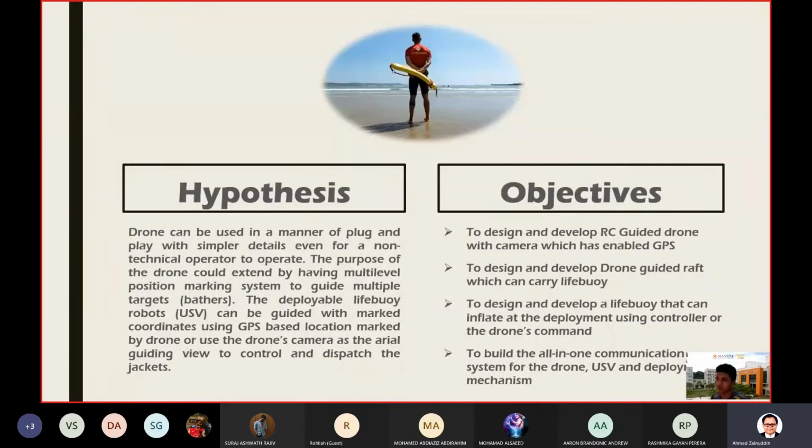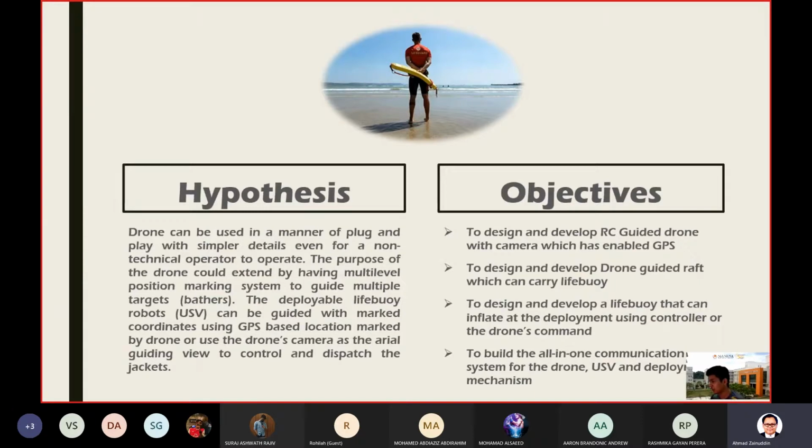Then the hypothesis: the drones can be used in a plug and play manner, which makes it simpler for even a non-technical person to deploy the drone and locate a drowning or distressed person in the water. And the USV contains a life buoy, will go to the guided mark coordinates, deploy the life buoy and wait for help from the shore.